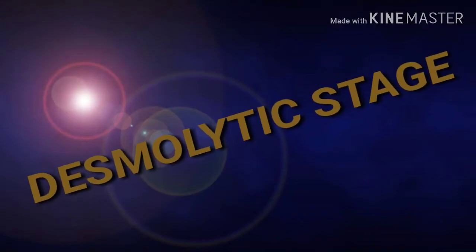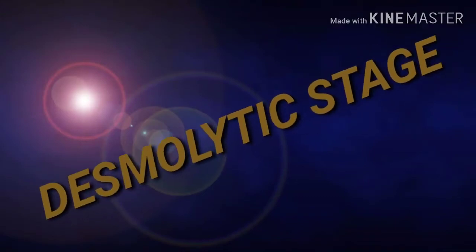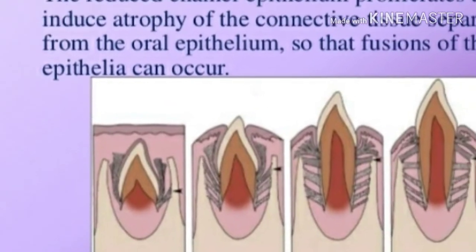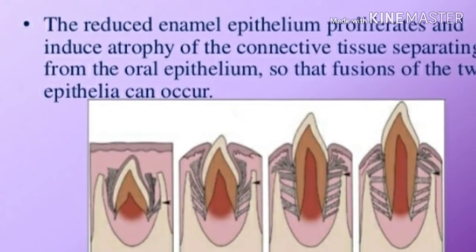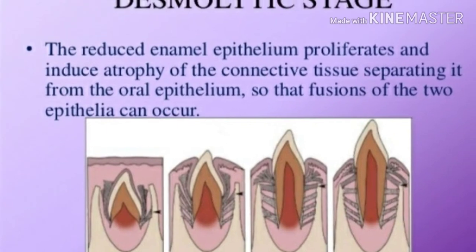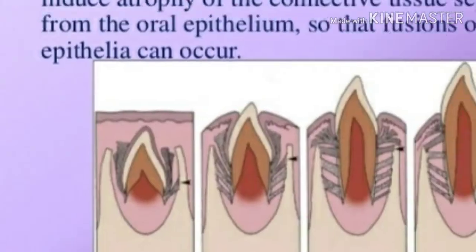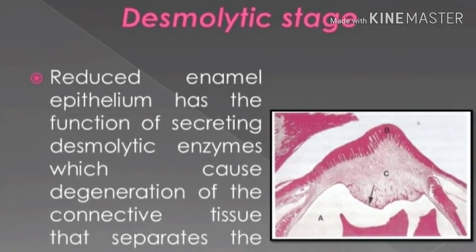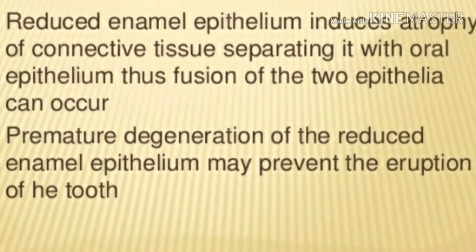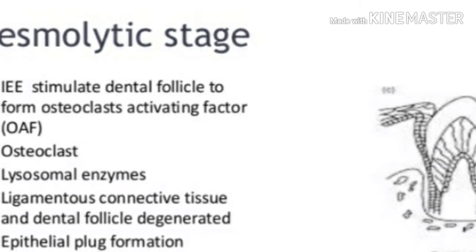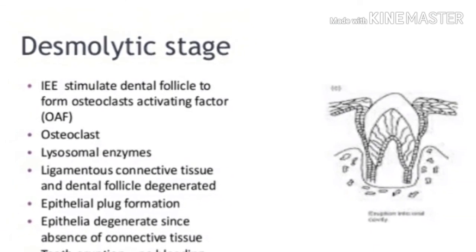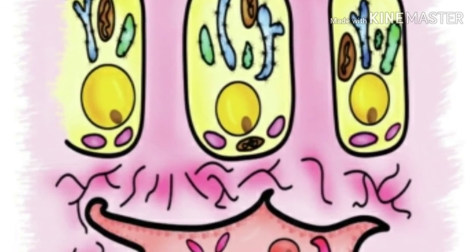The last stage, the desmolytic stage. The reduced enamel epithelium proliferates and seems to induce atrophy of the connective tissue, separating it from the oral epithelium, so that fusion of the two epithelia can occur. It is probable that the epithelial cells elaborate enzymes that are able to destroy connective tissue fibers by desmolysis. Premature degeneration of the reduced enamel epithelium may prevent the eruption of the tooth.